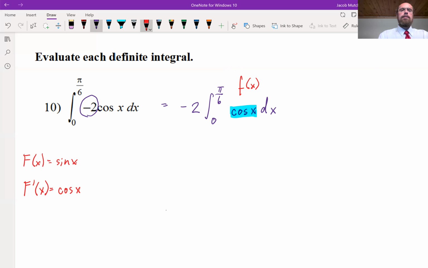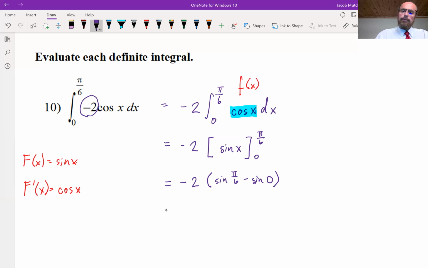So we're ready to apply the theorem. This is now equal to -2 times the antiderivative sine of x, evaluated from 0 to pi over 6. That's set up to evaluate now. -2 times sine of the upper limit of integration, pi over 6, minus sine of the lower limit of integration, 0. And that's going to reduce down to -2.